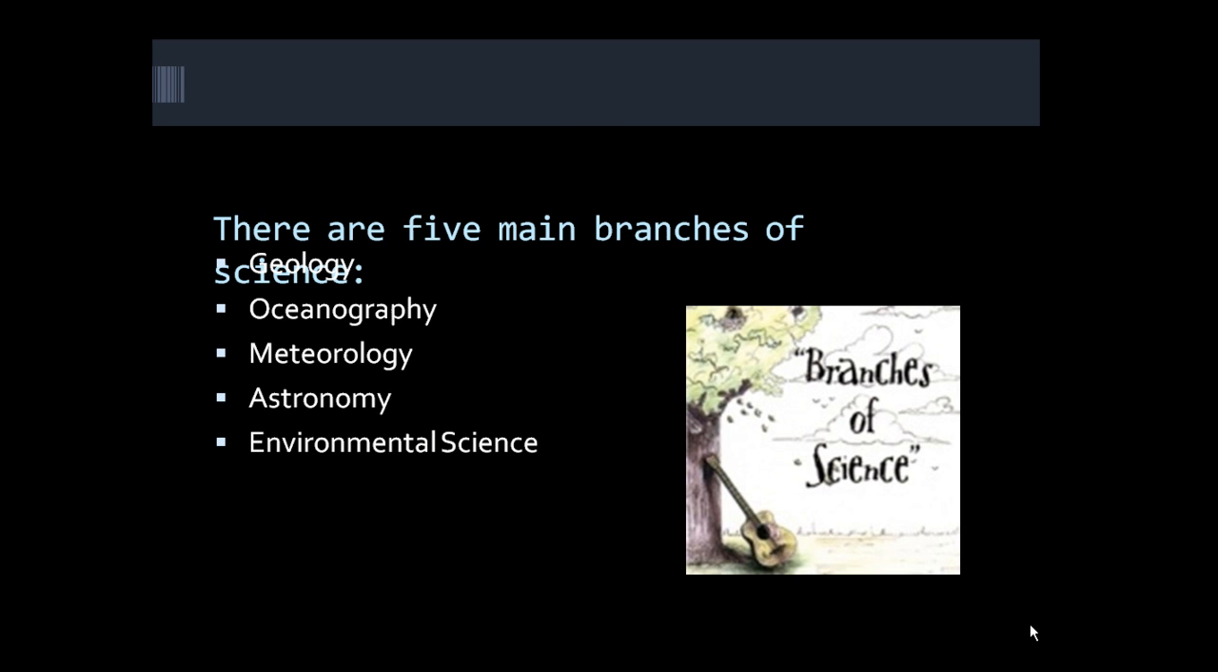Okay, so enough about the scientific method. Let's talk a little bit about different types of science. So there's actually 5 main branches of science. There's geology, oceanography, meteorology, astronomy, and environmental science.